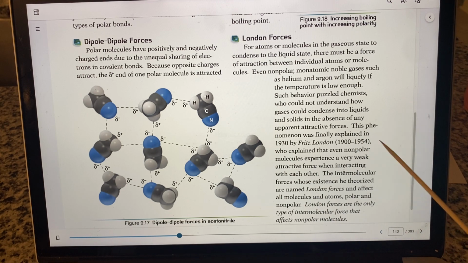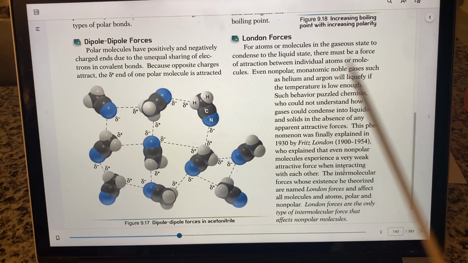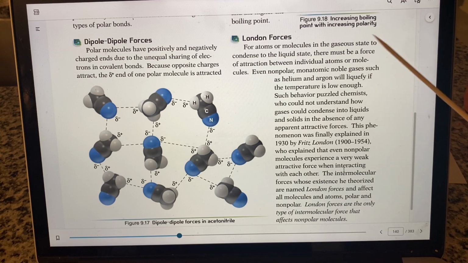Every atom and molecule. So when it asks what are the forces, and you could pick dipole, London, or we're going to go over hydrogen, every single molecule is going to have a London force. That's what Fritz London developed. Even though nonpolar atoms do not have a positive and negative pole, they will have a slight positive and negative force. Every atom does, he says.